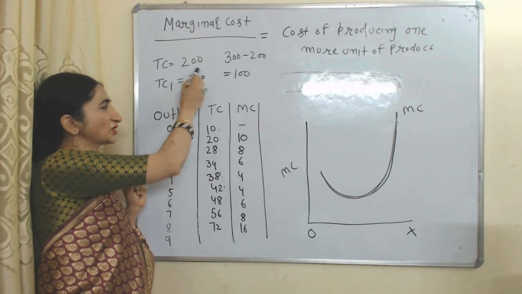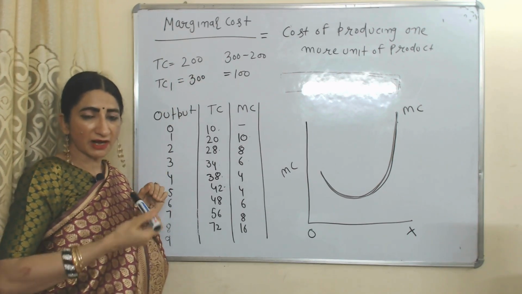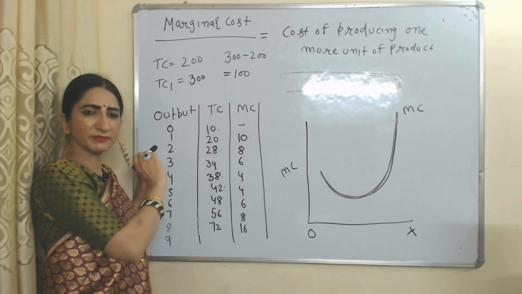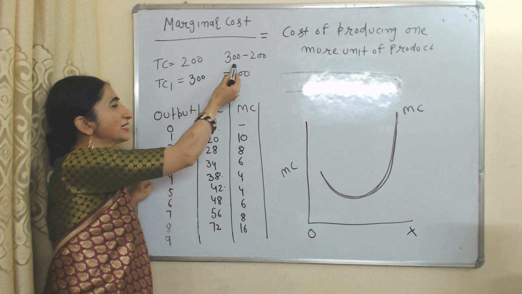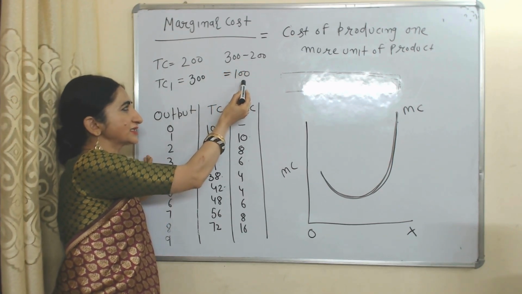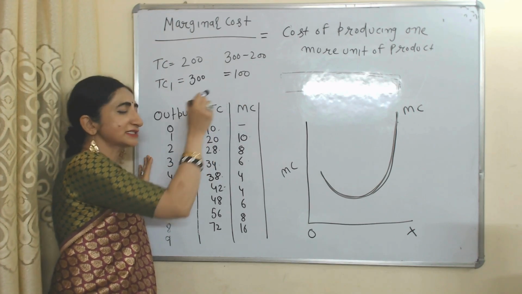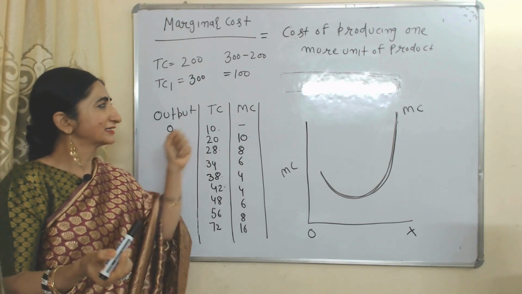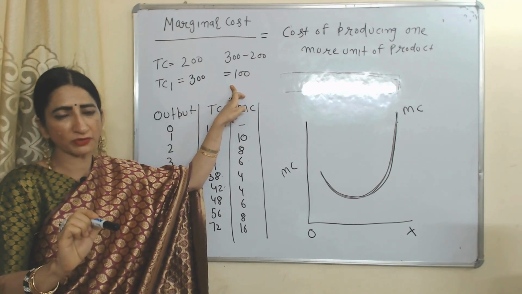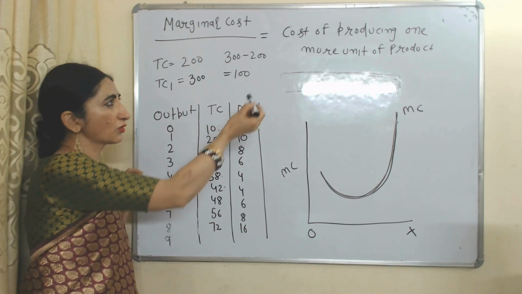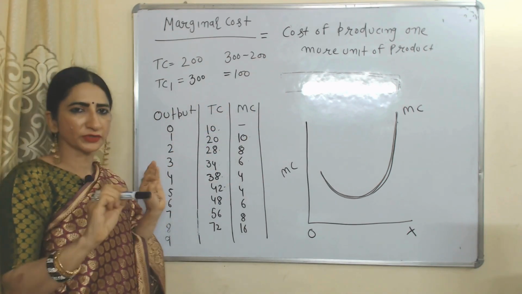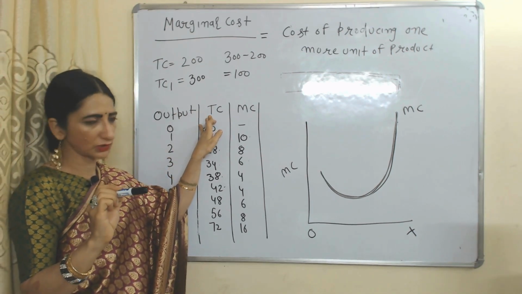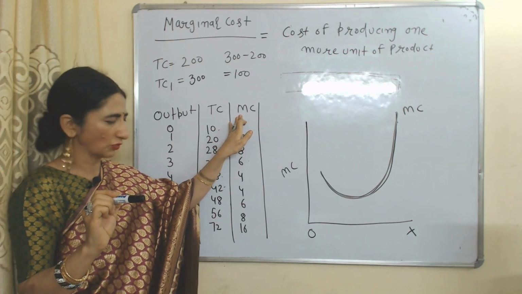Suppose initially total cost is 200, but after producing one more unit of product, your total cost becomes 300. 300 minus 200 is equal to 100. This 100 is the change in total cost after producing one more unit of product. That's why this 100 is called your marginal cost, because marginal cost is the cost of producing one more unit of product. First column we have output, second column total cost, last column marginal cost.